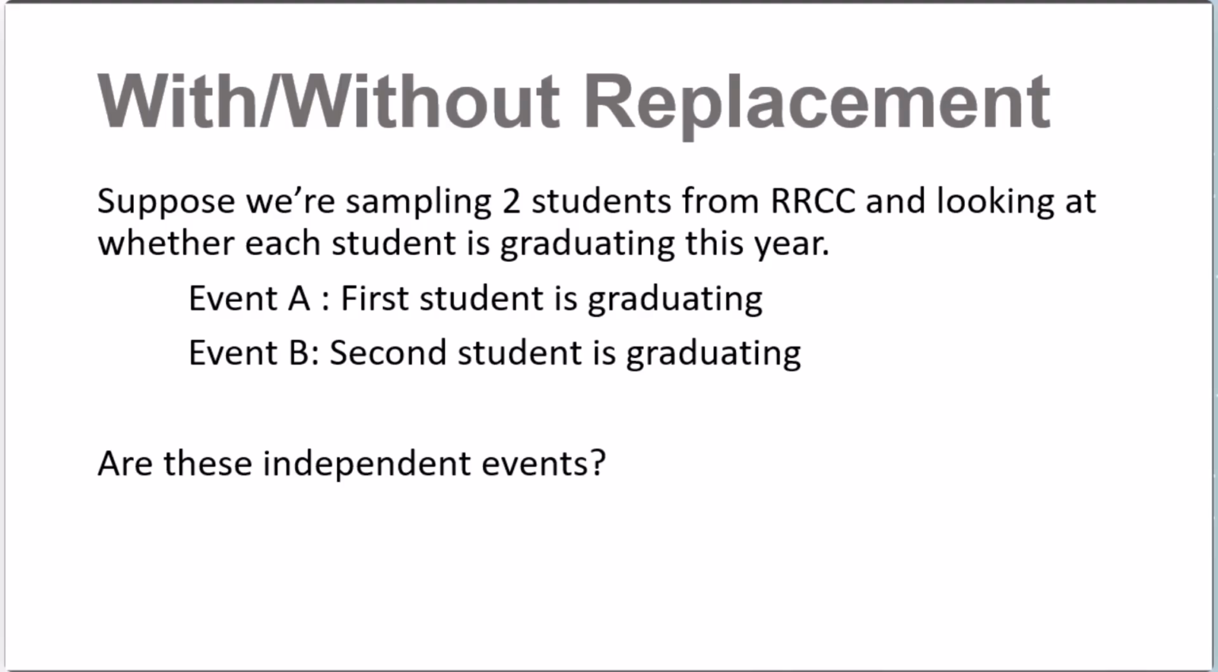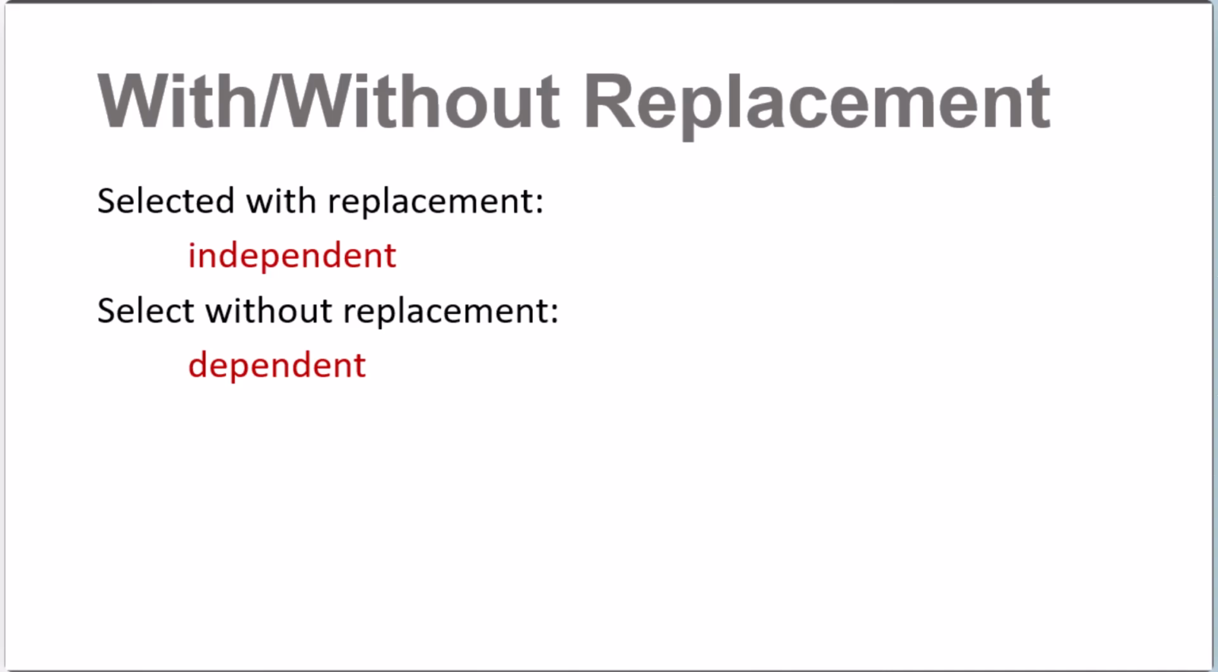But if we select them without replacement, then there is actually a slight difference in probability. So in general, if you select with replacement, like putting your card back in the deck and shuffling, then your repeated selections will be independent. But if you select without replacement, they are dependent.